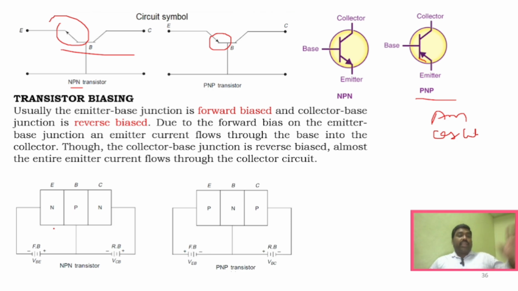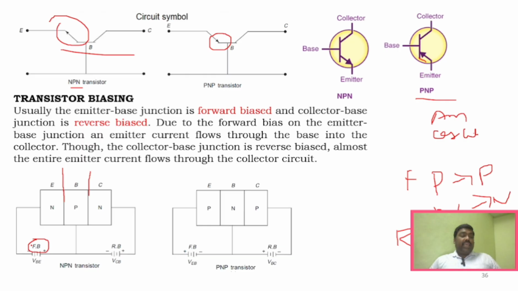In order to turn on the transistor, we have to provide forward bias to the emitter base junction. The emitter base junction should be forward biased and the collector base junction should be reverse biased. You already know what forward bias and reverse bias are in a PN junction diode, right? Forward biased means you give the positive terminal to the P side and the negative terminal to the N side. In reverse biased, you give the positive terminal to the N side and the negative terminal to the P side.